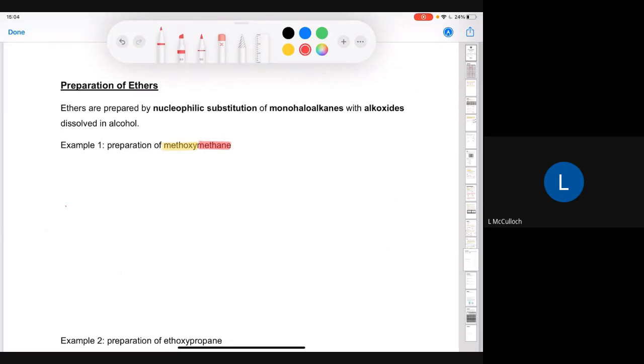So I'm going to take fluoromethane, and we are going to react that with our alkoxide. So it's going to be methoxide. Now, we don't get an alkoxide just on its own. It's usually part of a salt. So I'm going to choose something like sodium methoxide.